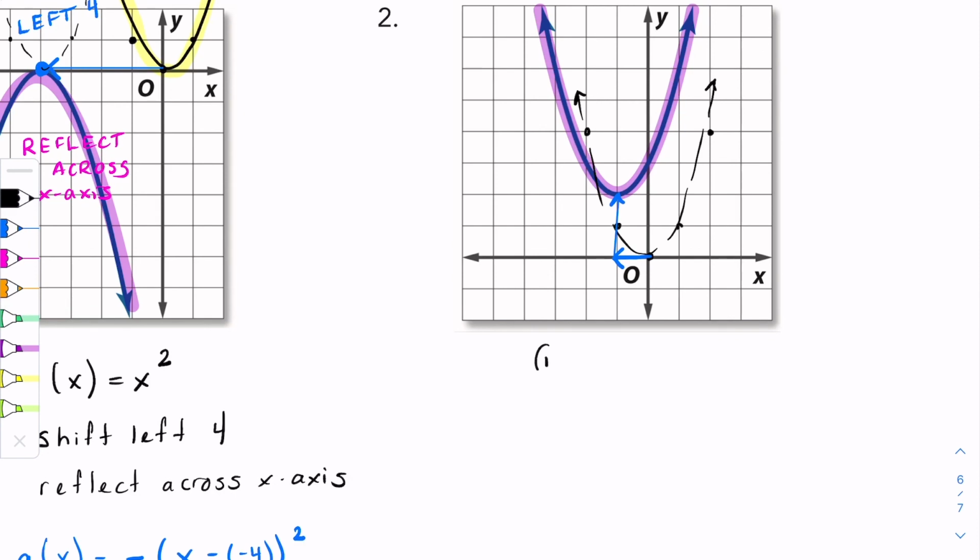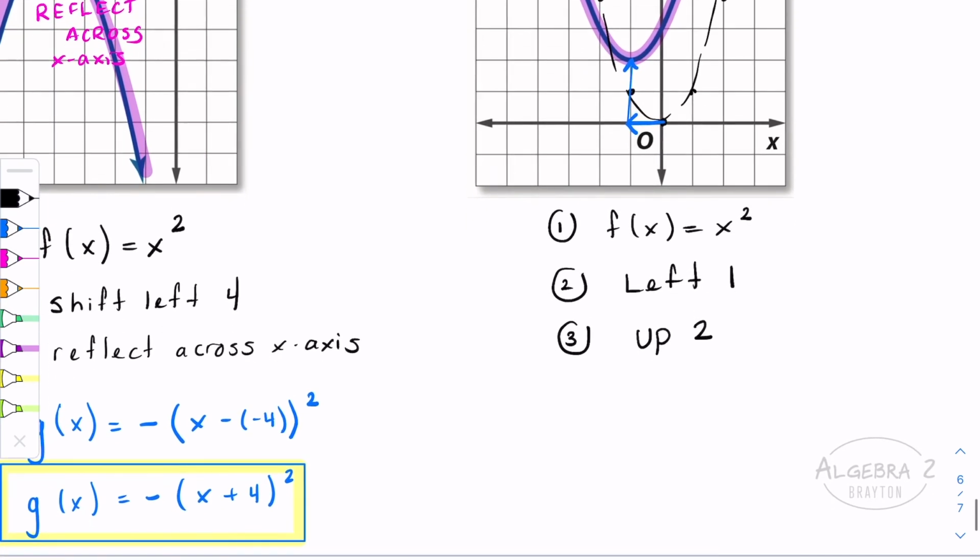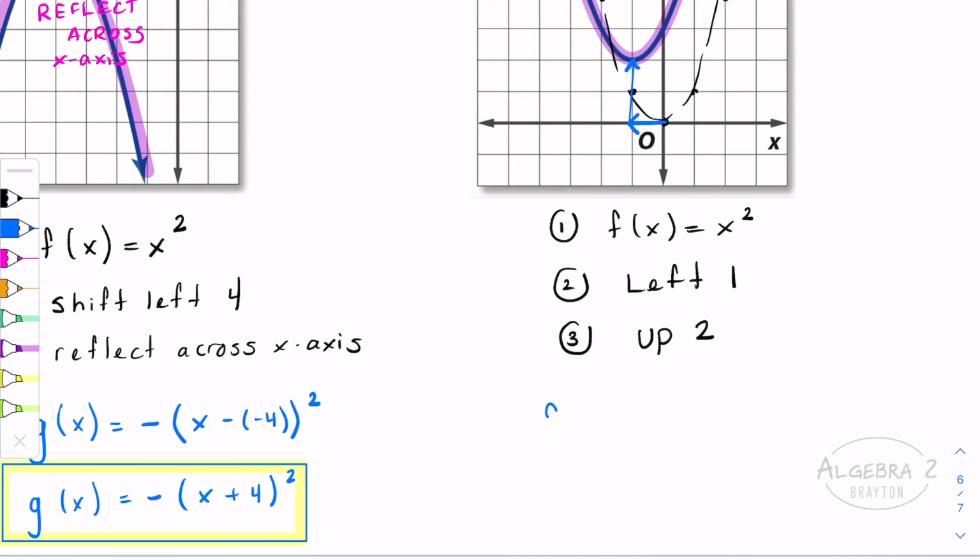So listing, like we did before, we have f of x is equal to x squared. First, we are going to shift left 1 unit. Then we are going to shift up 2 units. Combining our info, we have g of x is equal to x plus 1. I'm going to skip the step of writing a double negative and just go right to a plus sign. We have (x plus 1) squared plus 2.